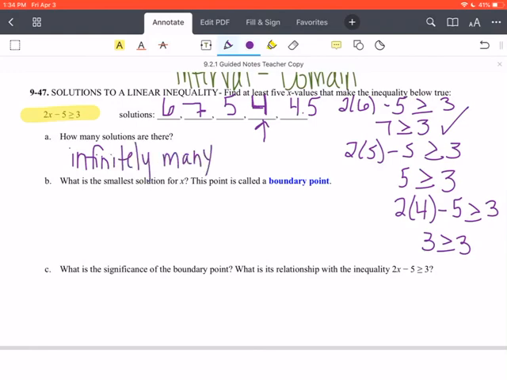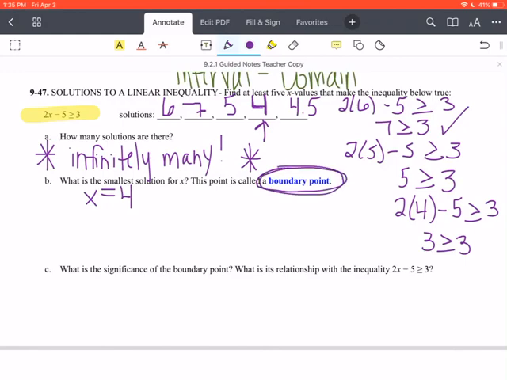Okay, whenever we have an inequality, that is your cue. Almost always, it's going to be infinitely many solutions or no solution. So what is the smallest solution for x? We said x equaled 4 was the smallest solution. That is what we are going to call the boundary point. Now, what is so special about the boundary point?